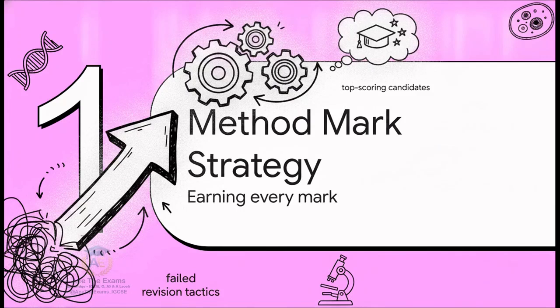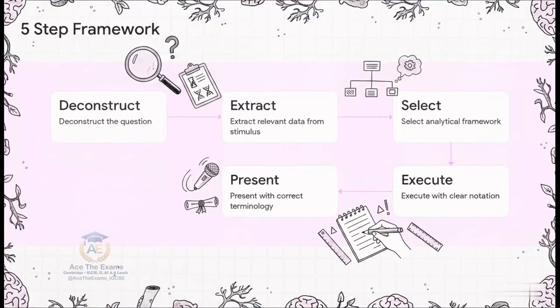All right, moving into Section 1, the method mark strategy. To make sure that never happens to you, we need to use the actual procedural framework that top-scoring candidates rely on. This isn't just basic revision. This shows you exactly how Cambridge examiners think. You know, they aren't just scanning for your final answer. They actually award crucial marks for the analytical process itself.